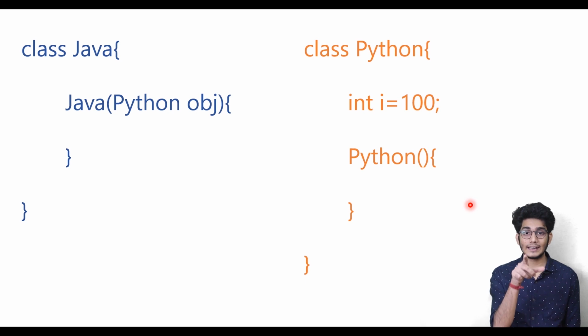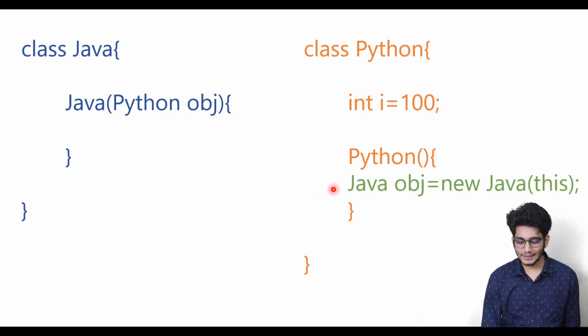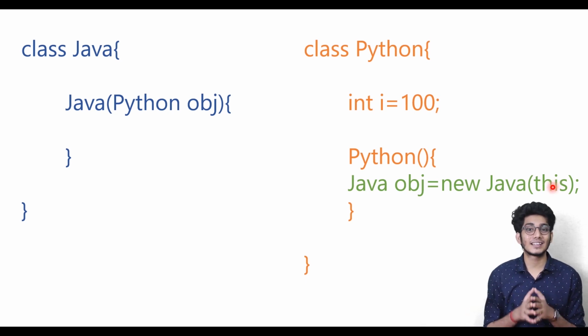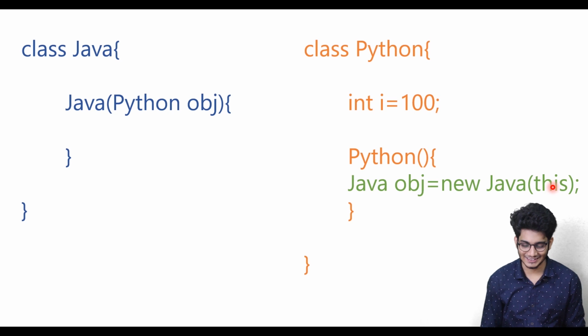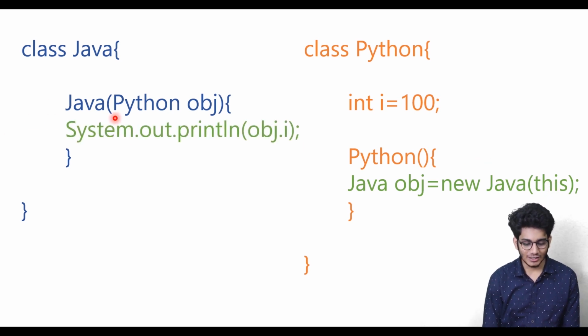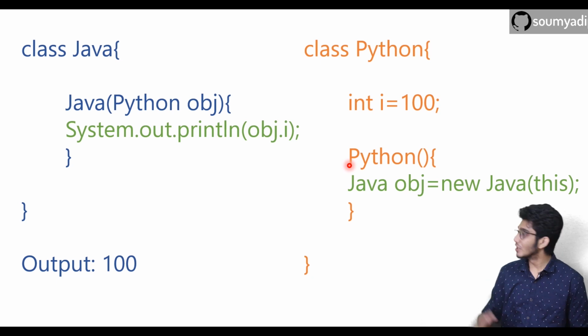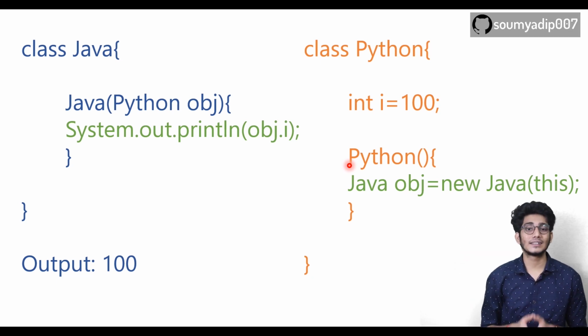For that we have to create an object of Java at first. As you can see, we have created an object of Java and within this we are passing the object of Python using the this keyword. So this keyword is referring to the current calling object of Python class. So this portion will call this portion and within that we can print the value of i. So the output we'll get will be 100. So I think this portion is clear. Let's start with the hands-on.